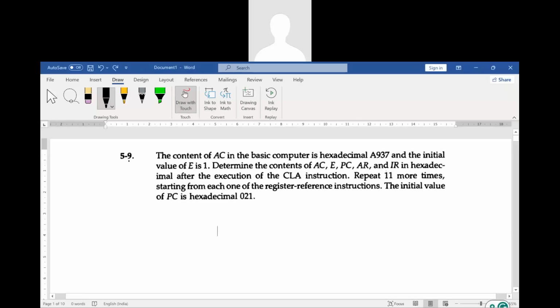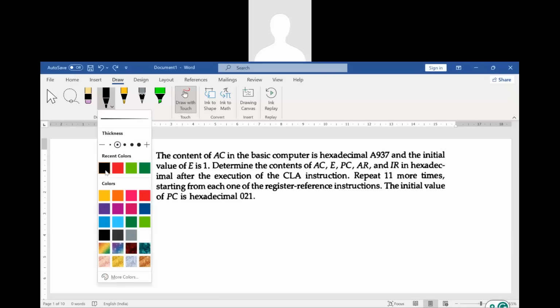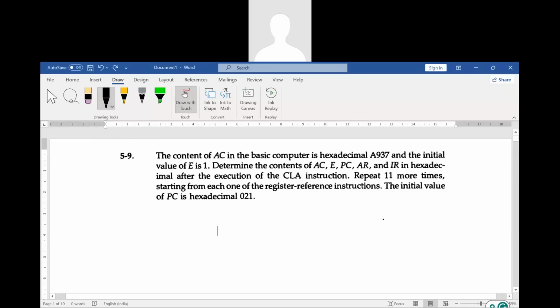It is problem 5.9 from the textbook we're using, Morris Mano. The content of AC in the basic computer is hexadecimal A937. Whenever this type of question is given to you, first extract the metadata from the question. So here, what is given to us? We are given the content of AC.